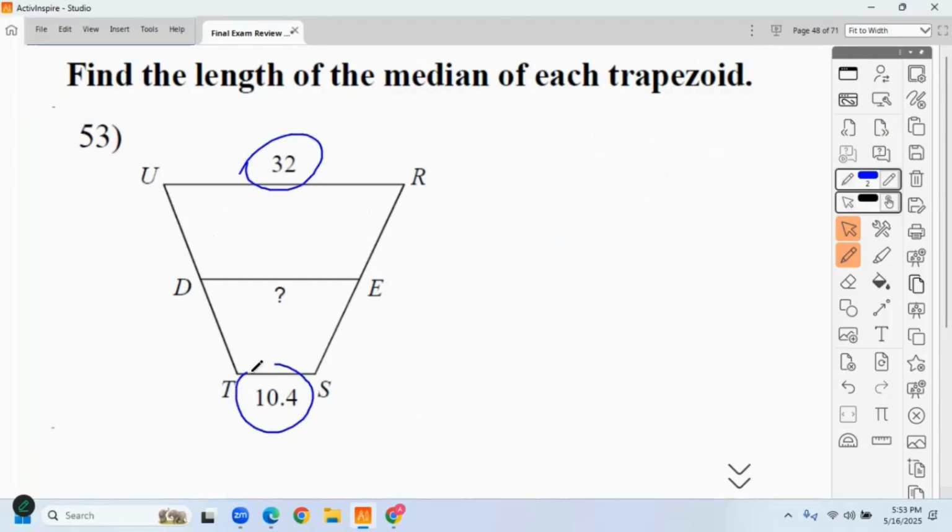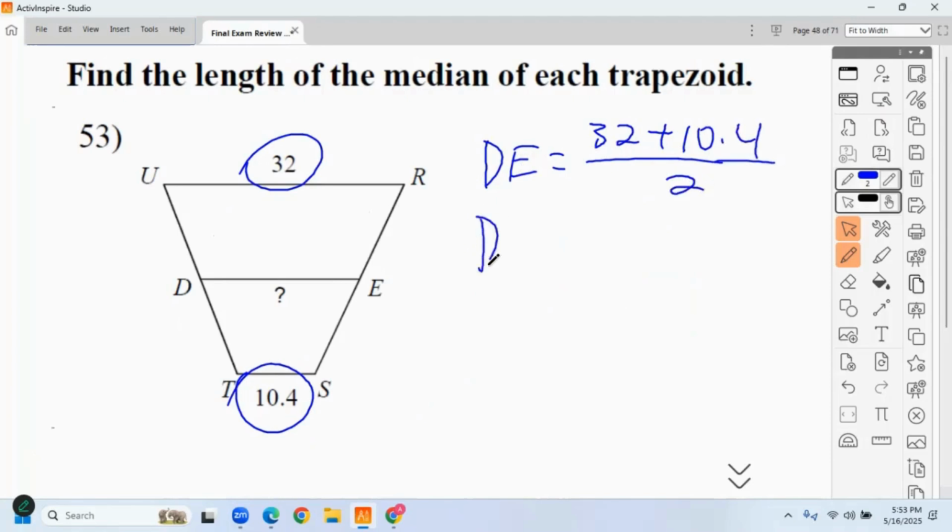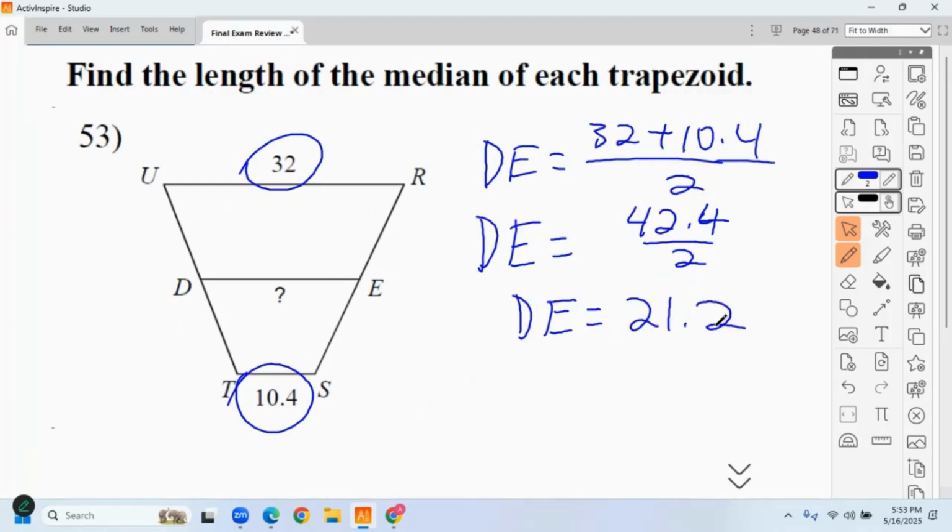DE. 32 plus 10.4. Let's divide that by 2 as well. D equal to 42.4. And then this is going to be divided by 2. DE is equal to 21.2. We're done with that guy. No further questions. On to the next.